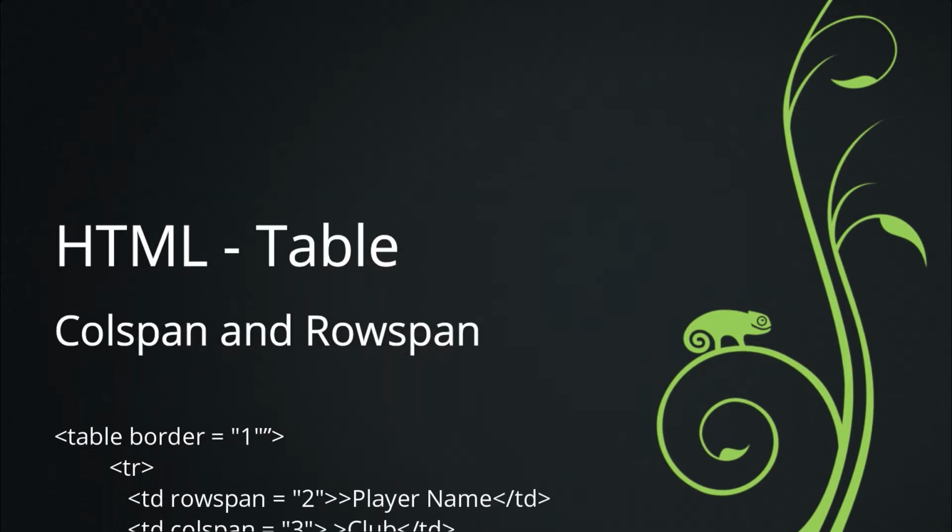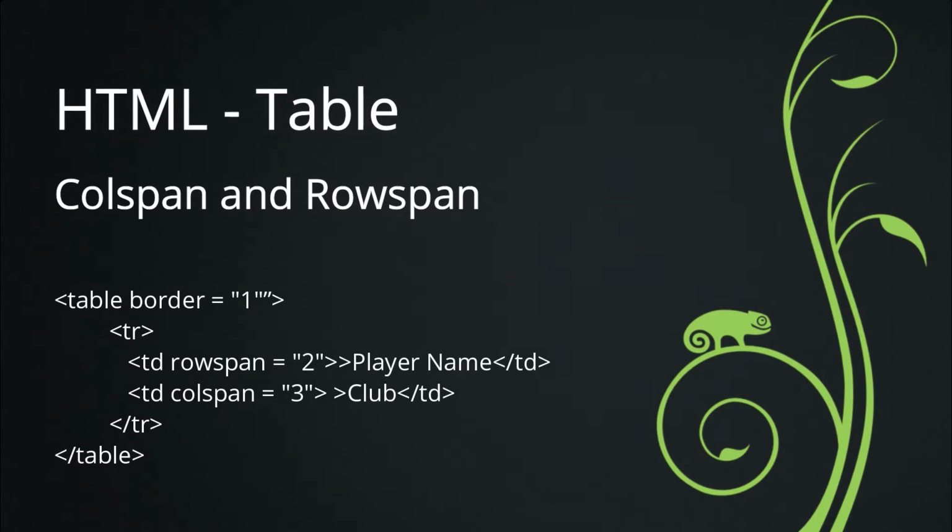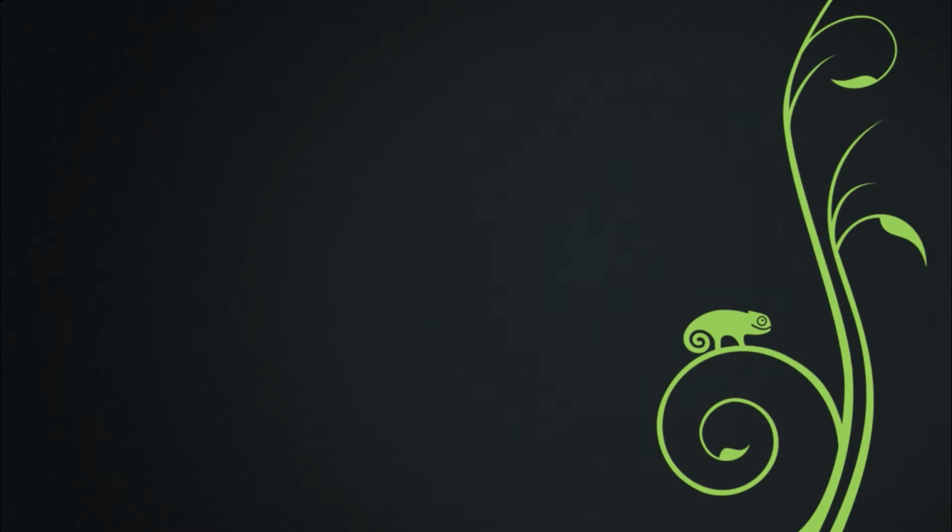Now it's time to know about the colspan and rowspan attributes. You will use the colspan attribute if you want to merge two or more columns into a single column. Similarly, you will use rowspan if you want to merge two or more rows. Here I use rowspan equals 2, that means it merges two rows, and colspan equals 3, it merges 3 columns. Let's see an example of a table in HTML.